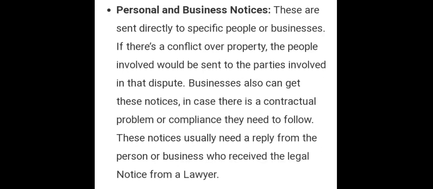Personal and business notices. These are sent directly to specific people or businesses. If there's a conflict over property, the notice would be sent to the parties involved in that dispute. Businesses can also get these notices in case there is a contractual problem or compliance issue. They need to follow these notices, and usually need to reply to the legal notice received from a lawyer.